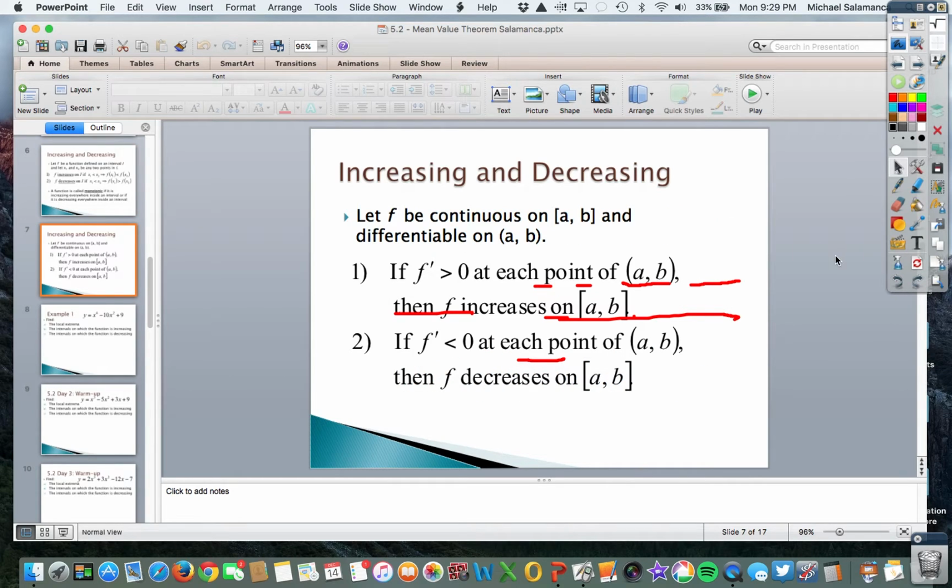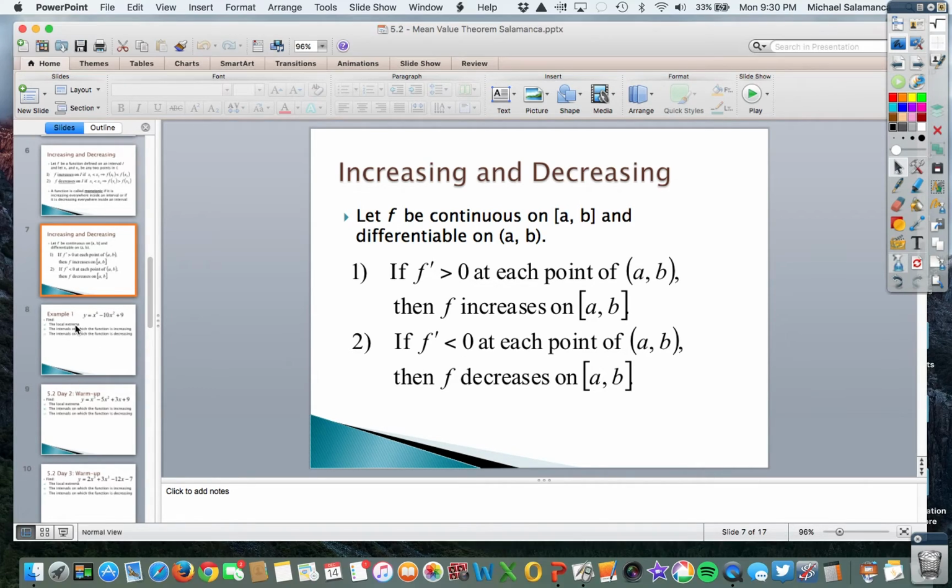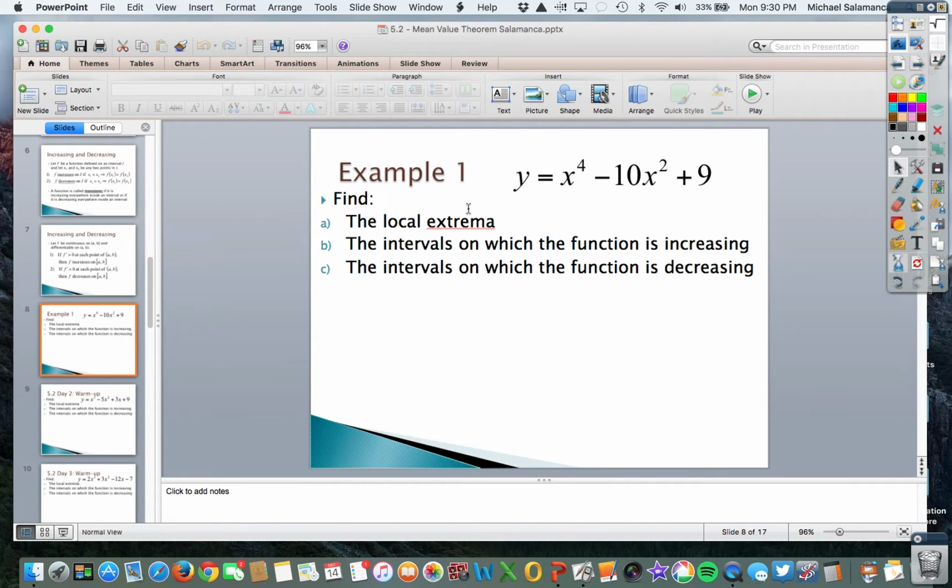So here's a little bit more about increasing and decreasing values. It says that f is continuous on [a, b] and differentiable on (a, b). If f prime is greater than 0 at each point of (a, b), then f is increasing on that closed interval. If f prime is less than 0 at each point, then f is decreasing on that interval. So let's get to something that's going to make more sense to you.